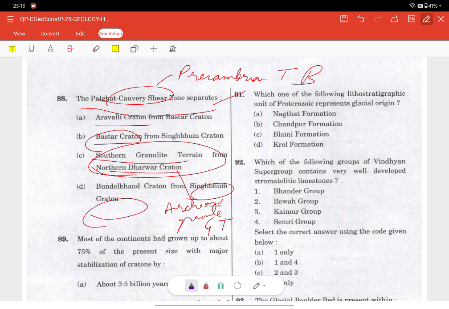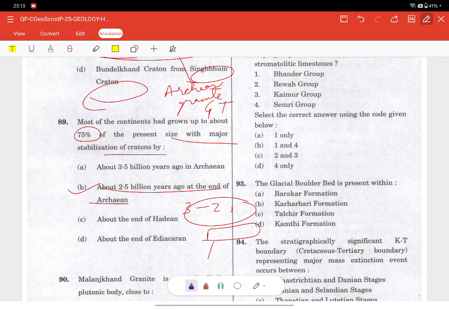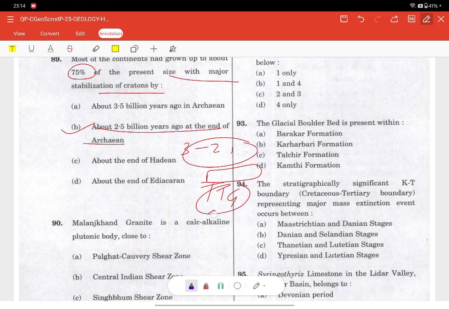So with this we are going to jump into the 89th question. Most of the continents had grown up to about 75% of the present size with major stabilization of cratons by when? The correct option over here is about 2.5 billion years ago at the end of the Archean. Between 3 and 2.5 billion years ago, the Earth experienced intense juvenile crust generation from magma, and there is accretion of TTGs, that is tonalite, trondhjemite, granodiorite suites, and the formation of greenstone-granite terrains.